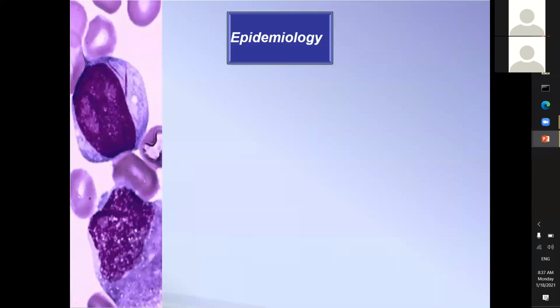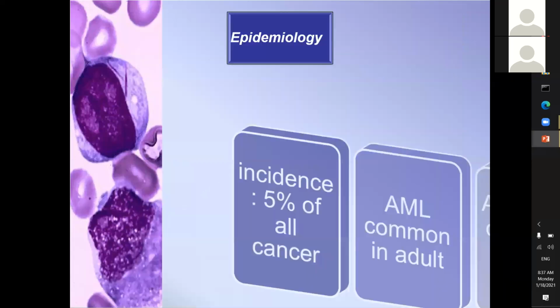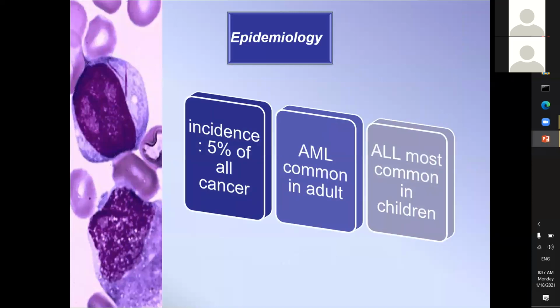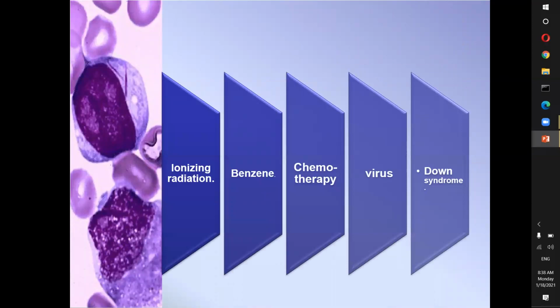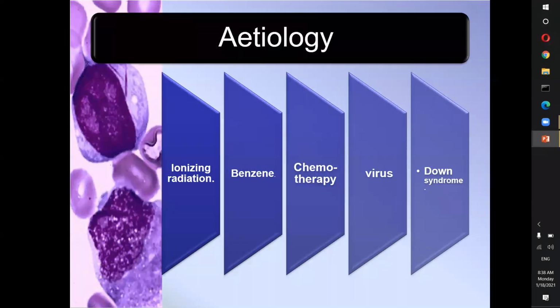Epidemiology: the incidence of leukemia is 5% of all cancers. According to age, myeloid leukemia usually targets adults, while lymphoid leukemia usually targets pediatrics. So AML is common in adults, while ALL is most common in children. What about the causes? Why does a patient get leukemia? Some causes can be explained by exposure to ionizing radiation, benzene, chemotherapy, viruses, or a patient with Down syndrome. These are the proposed etiologies of leukemias.